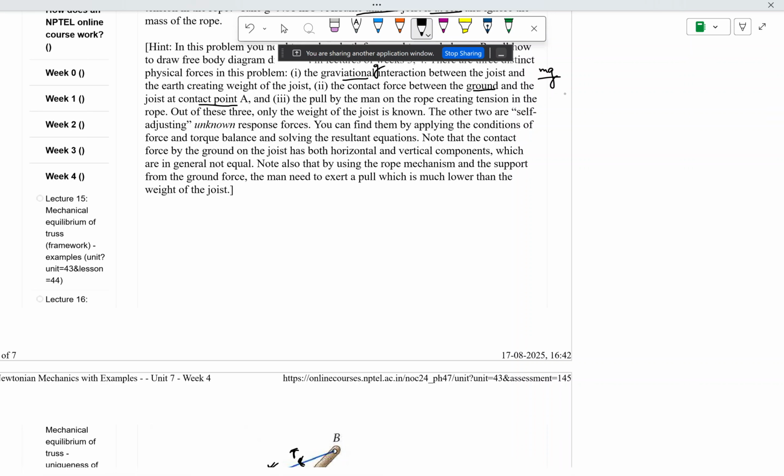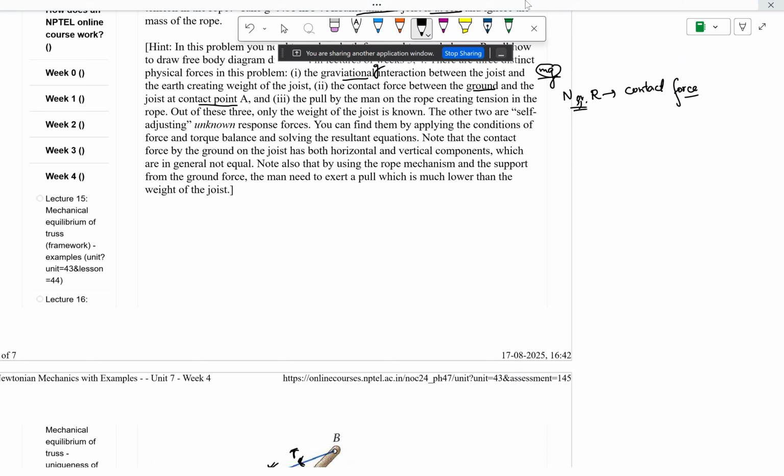Sometimes it is written as N, sometimes people prefer to write it as R, whatever. This is the contact force, you can say. I'll write this as N, our contact force, and this mg is the gravitational weight of that rod or joist. And because the rope is massless, you don't have to consider the weight of the rope. That simplifies your problem to some extent.